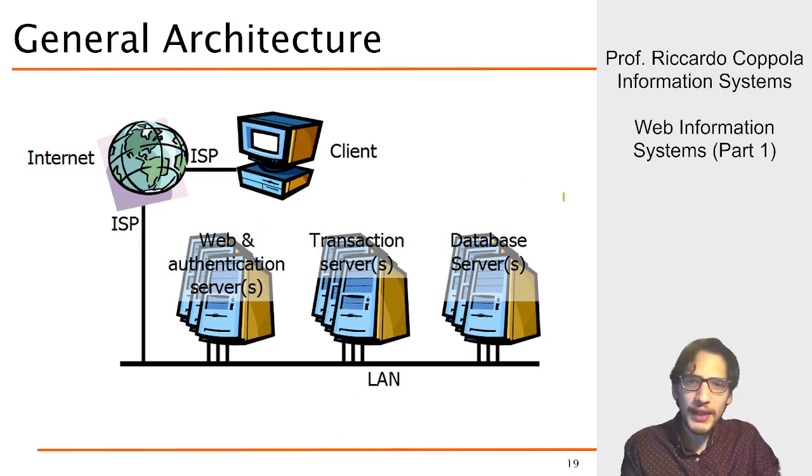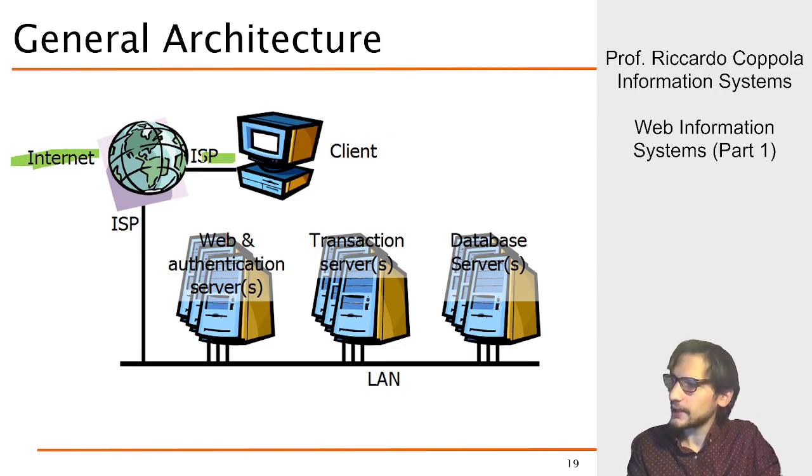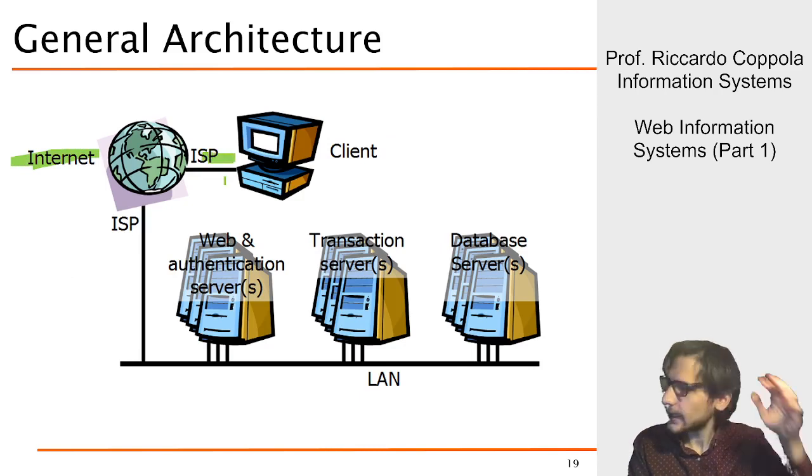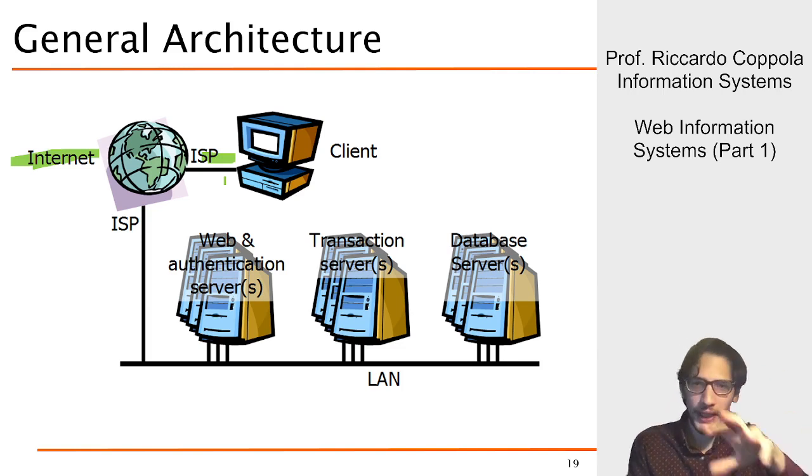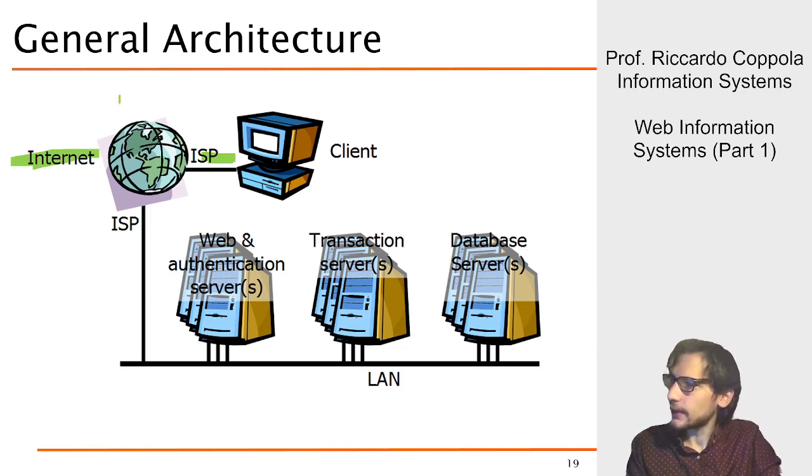So normally a client connects through the internet. Here I have my internet service provider that may cover the whole world, and in general will make me connected to the internet of the whole world. And the client through the internet will connect to a web server. In addition to the web server, I may have additional servers for specific purposes. So I can have authentication servers, transaction servers, database servers. All of these are the application servers that we have seen before.